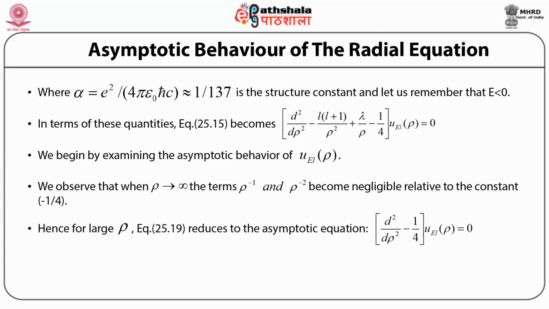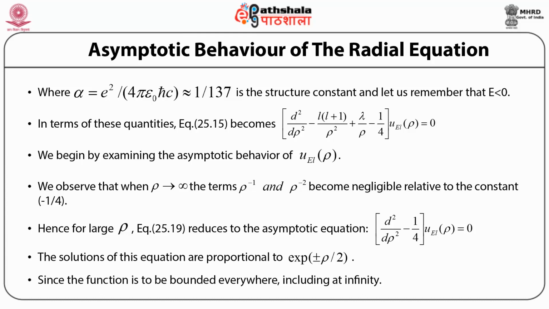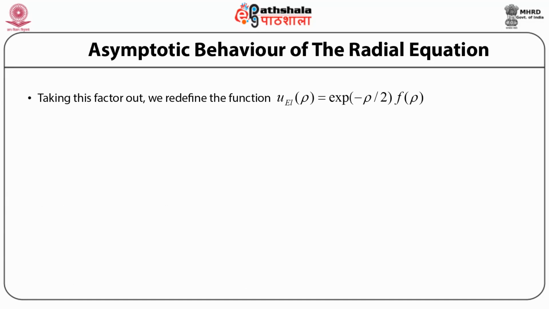Hence, for large rho, equation 25.19 reduces to the asymptotic equation d square by d rho square minus 1 by 4, multiplied by U_EL as a function of rho, equal to 0. So the solutions of this equation are proportional to exponential of plus minus rho by 2. Since the function is to be bounded everywhere, including at infinity, we have to retain only the exponentially decreasing function. Taking this factor out, we redefine the function U_EL as a function of rho equal to exponential of minus rho by 2 multiplied by f of rho.